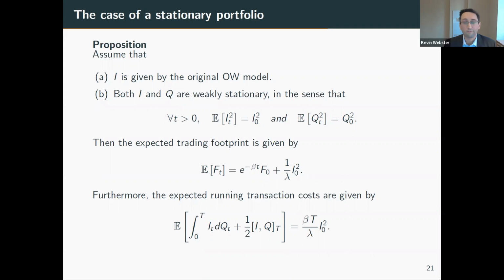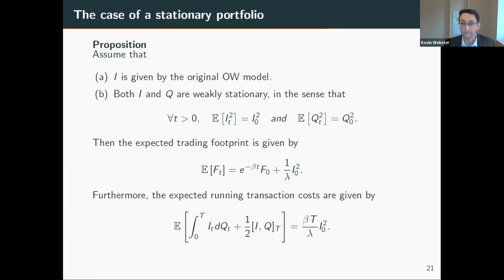And I'm going to have to define what it means to be a stationary portfolio. And intuitively, you have to control two things. You have to control the size of the portfolio, that's measured by Q_t squared, but you also have to control the turnover of the portfolio. And this should be intuitive to traders and portfolio managers.